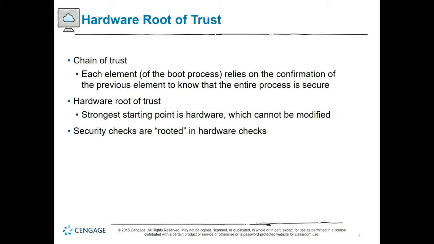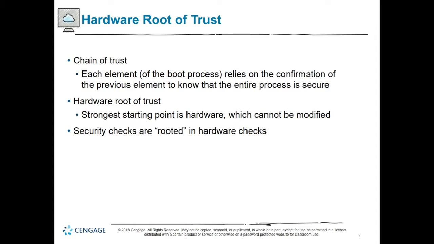When we talk about a chain of trust, that's where each element of the boot process relies on the confirmation of the previous element to know that the entire process is secure. So let's say, because the previous version passed, we know that one is secure, so this one is going to pass, and then we know that everything is secure in that.